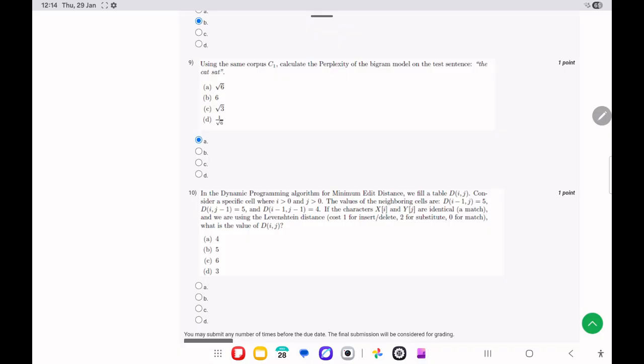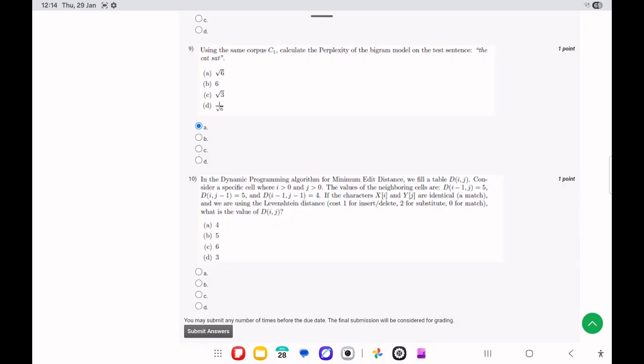Then the next one, spelling correction. Once again, edit distance. D is equal to 5 for deletion, D is equal to 5 for insertion, and for match or substitution it is given as 4. This is the last one. The first one is deletion, the second one is insertion, and the third one is match. The cost is 1 for insertion and deletion, 2 for substitution, and 0 for match. They are asking for the minimum value.